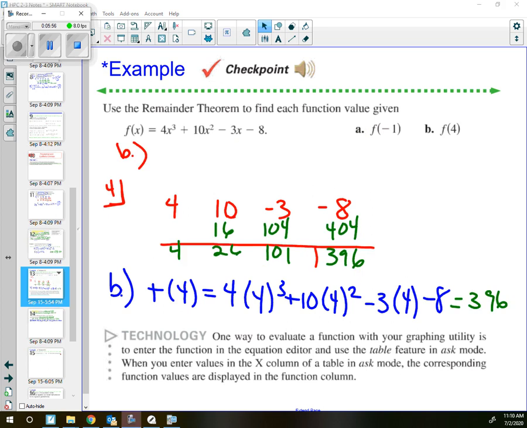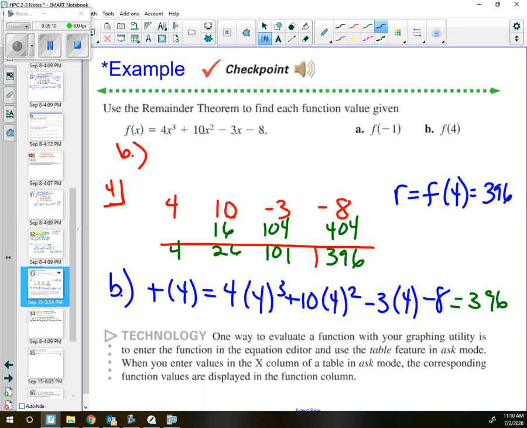All right, so for using f of 4, I got 396, and when I did my synthetic, or if you do long, you're going to get the same value. So again, the remainder is equal to the value of the function in both of those cases. So I get the exact same number. So the ordered pair associated with this would be, you substitute in a 4, you get 396 for your answer.